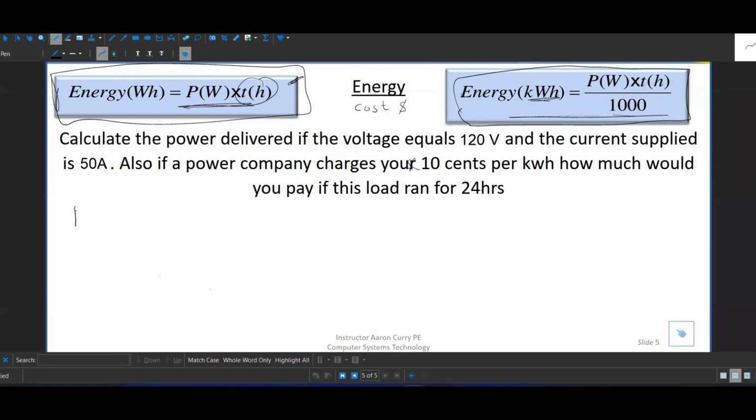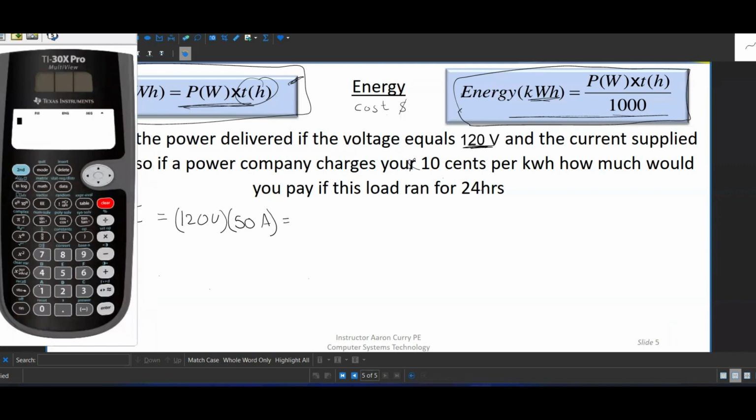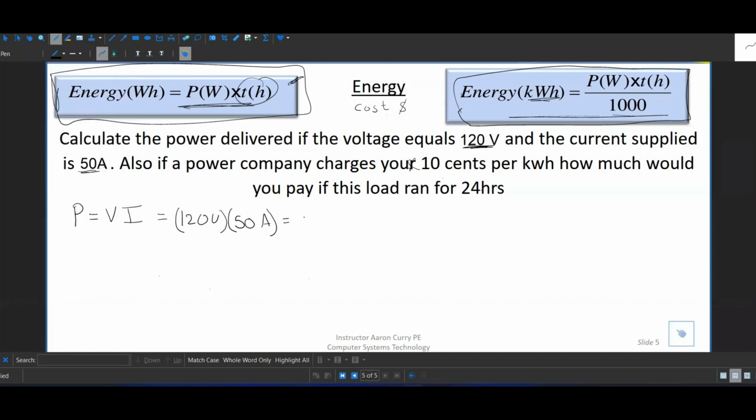All right, so first things first, we need to calculate the power. We know from our last example, power equals V times I. And so we have our voltage, which is 120 volts, and we know our current, which is 50 amps. We plug that into our calculator: 120 times 50 equals 6 kilowatts.